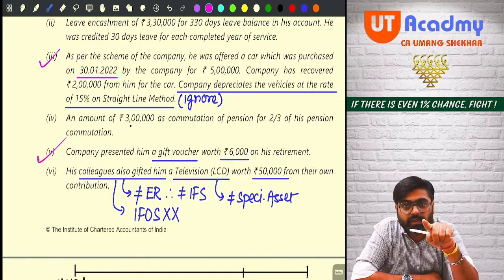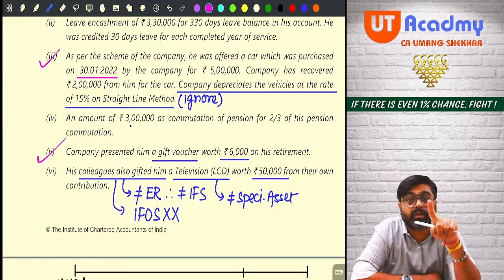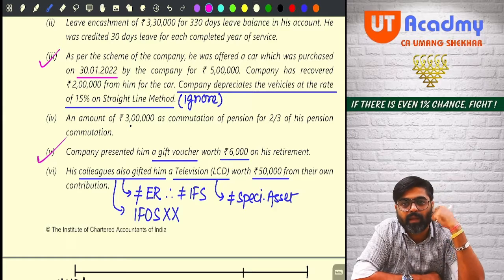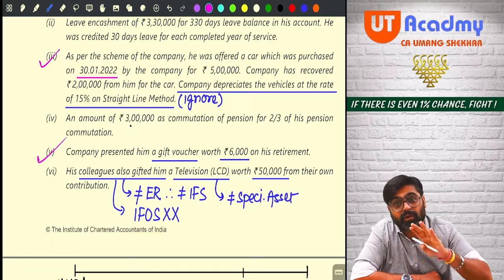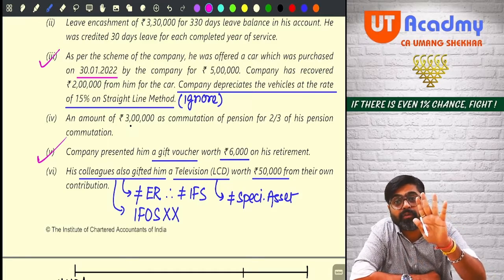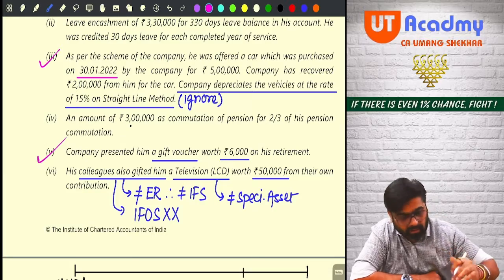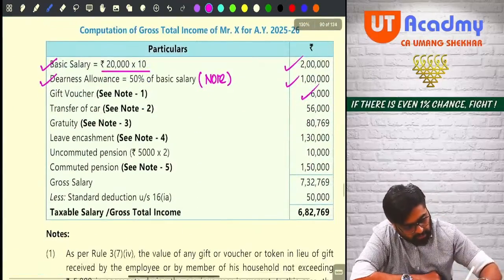And if you reduce this out of 5 lakhs, you will get 2,56,000. And that 2,56,000 worth of car you are getting on your retirement for only 2 lakhs. So on retirement you are getting a perquisite of 56,000. Got it? So that 56,000 we are going to tax over here.